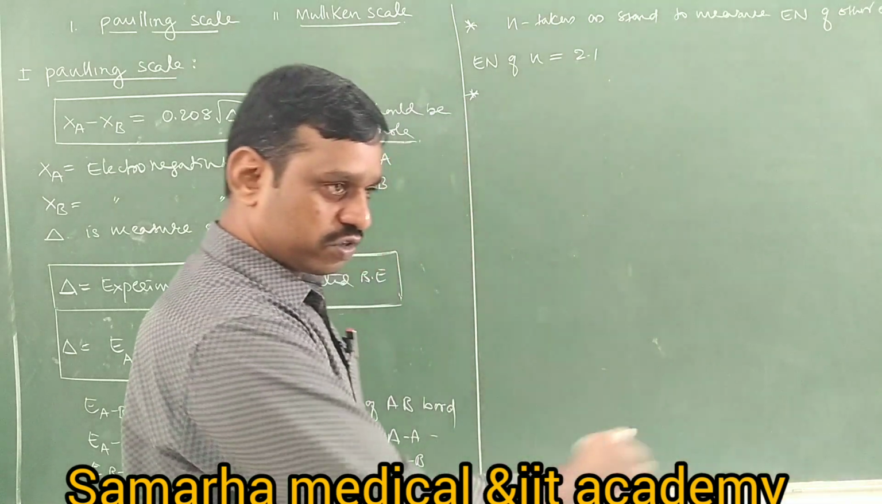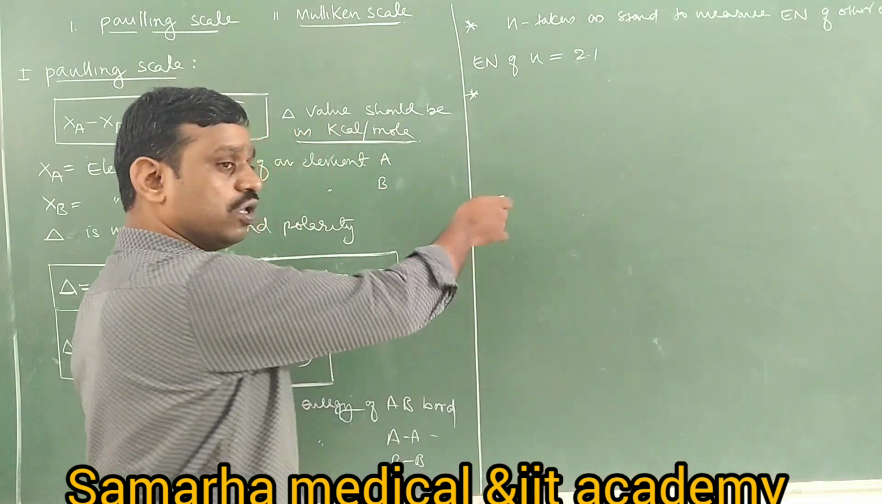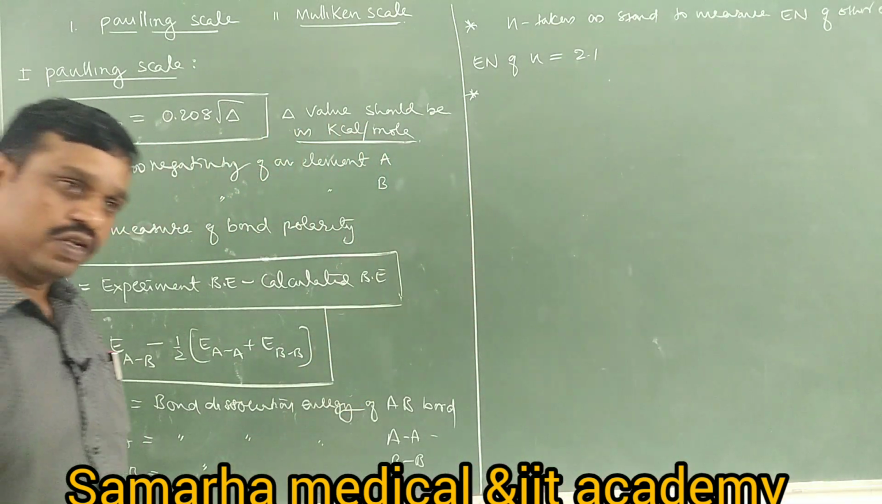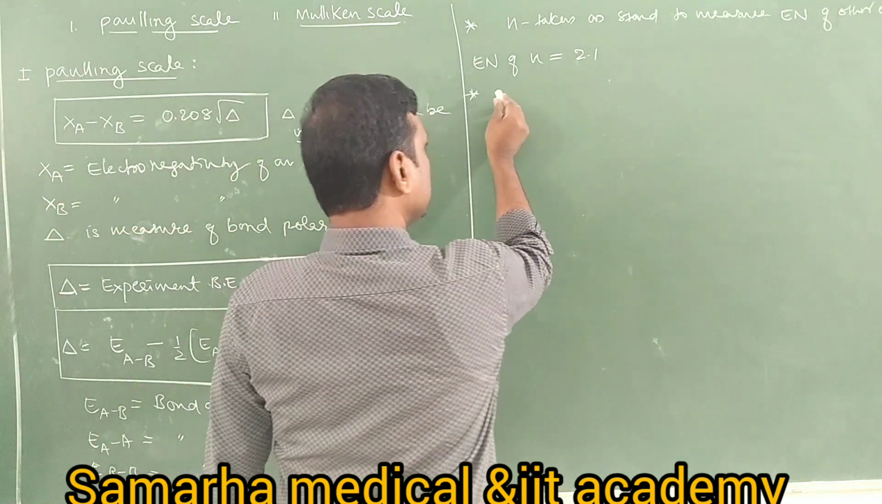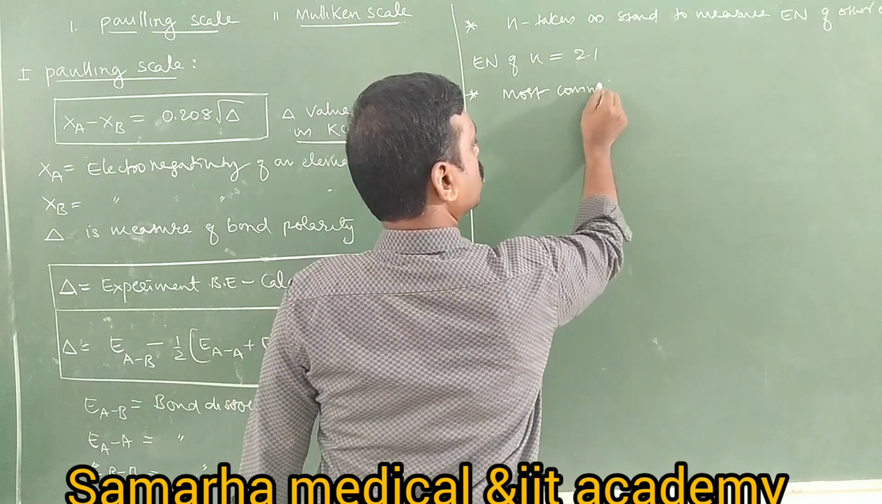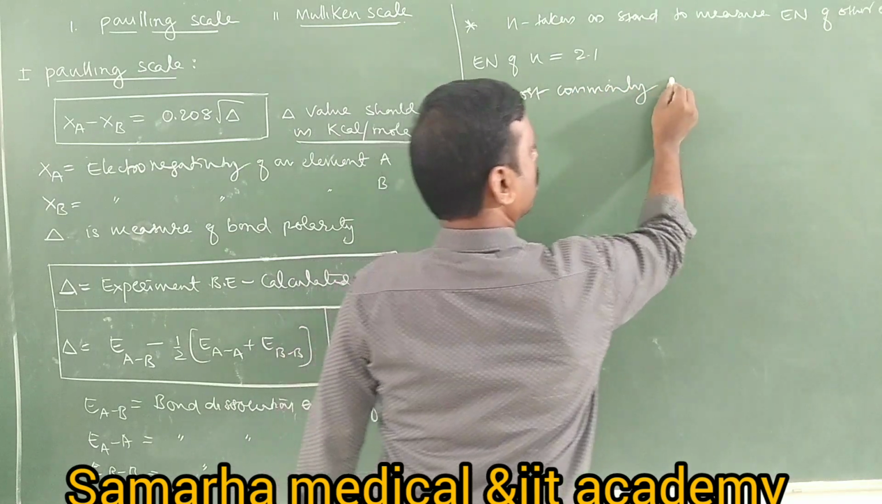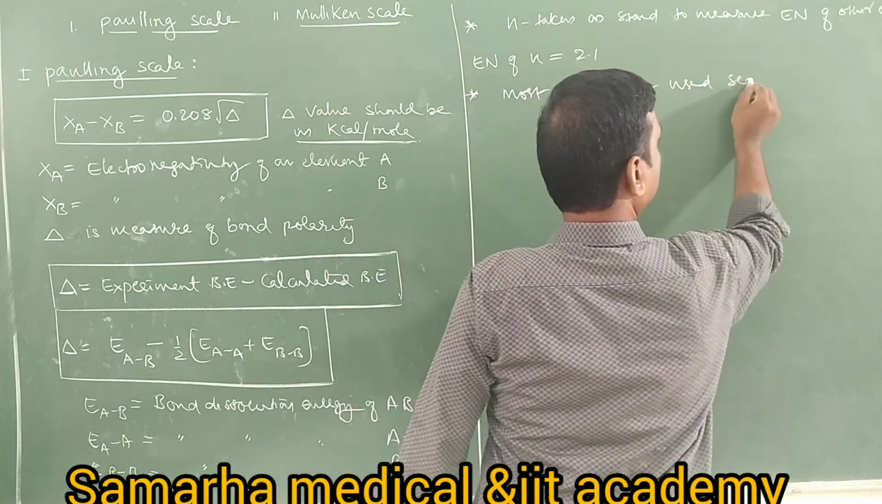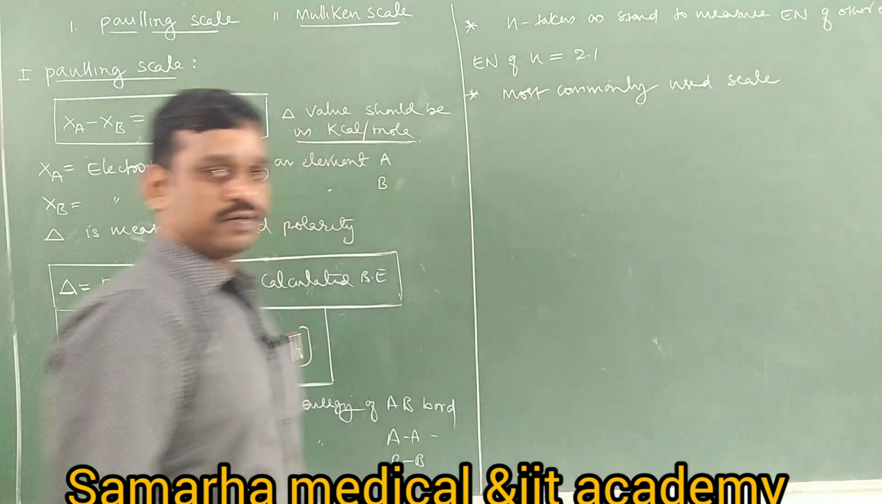Moreover, Pauling scale is the most commonly used scale. Whatever electronegativity values we have studied so far are all according to Pauling scale only. Therefore Pauling scale is the most commonly used scale.